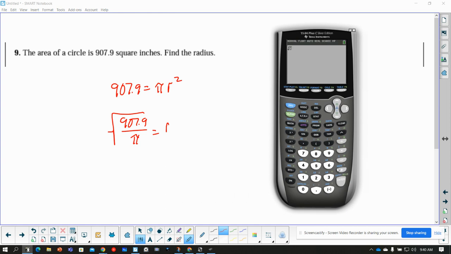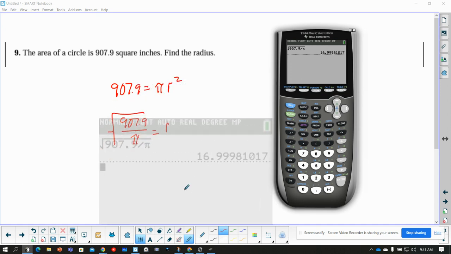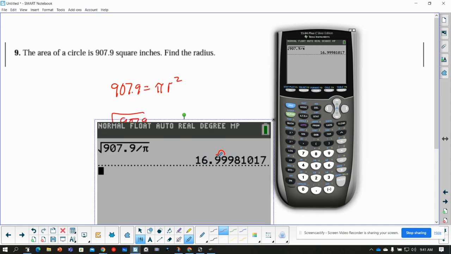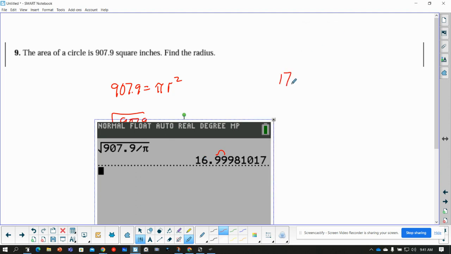Square root, 907.9 divided by pi, 16.998. So this is going to, if I round, here, I'll put it down here. If I round, this 9 makes this 9 go up, so it'd be 17.0. And it was inches, so it'd be inches.